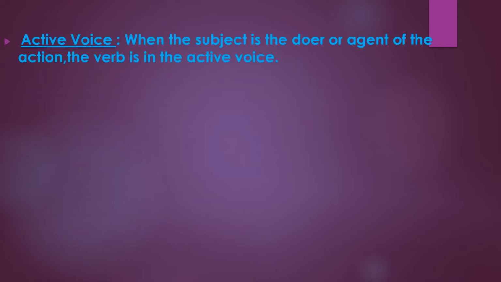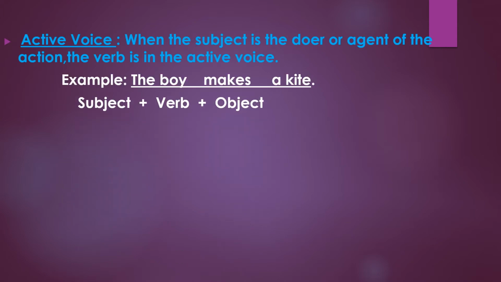Let us see what is active voice and what is passive voice. Active voice: when the subject is the doer or agent of the action, the verb is in the active voice. For example, the boy makes a kite. Here, the boy is the subject and he is the doer. That's why it is called active voice.